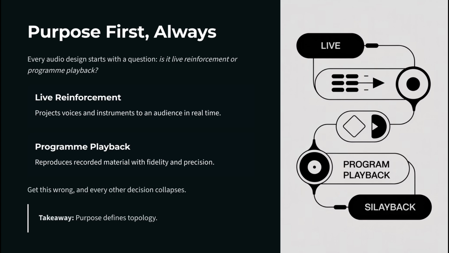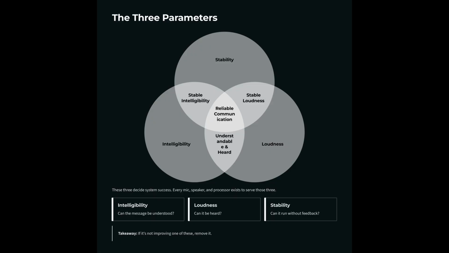Live reinforcement projects voices and instruments to an audience. Program playback reproduces recorded material with fidelity. If you get this wrong, every other decision will collapse. Purpose defines the topology of your audio system. There are three parameters you need to be consistently thinking about: intelligibility, loudness, stability. These three will decide the system's success.